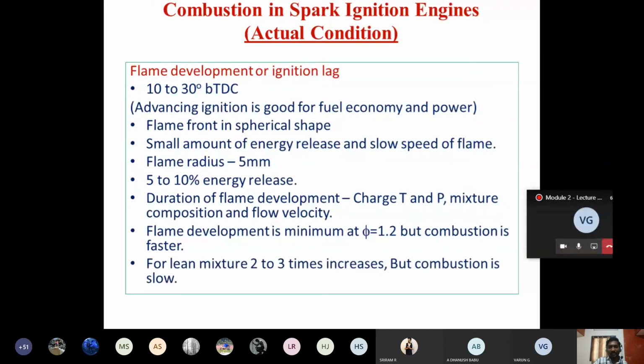If the mixture is rich, this we call the equivalence ratio. Phi is nothing but the equivalence ratio, the fuel air ratio divided by the stoichiometric fuel air ratio. If the value is more than 1, then it is a rich mixture. With a rich mixture, the flame development takes place slowly, whereas the combustion takes place faster. For a lean mixture, combustion will be slow. For a rich mixture, combustion will be fast.